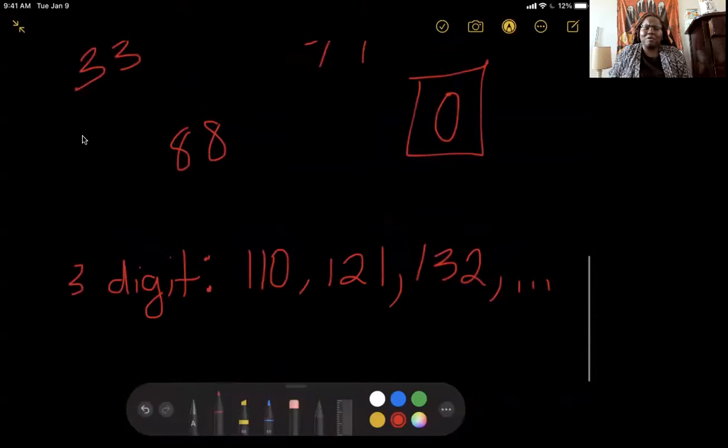So today I'm going to show you a trick for being able to tell if a number is a multiple of 11. That's not one of the easier ones. To do this, I first need to introduce to you something called alternating sums.